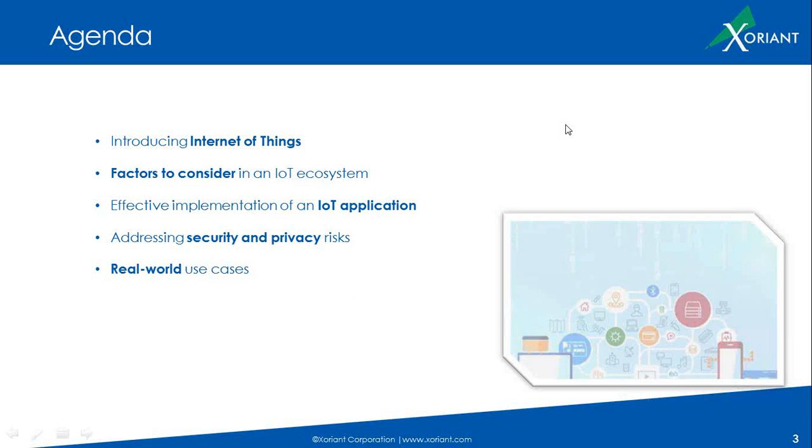So in the agenda, we'll be doing an introduction to the Internet of Things and the factors to consider in any IoT ecosystem, and how do we effectively implement it in order to make it a success. And along the way, we'll also be discussing some of the key factors around big data and security that we believe are going to play an important role in order to make sure that your IoT applications are a success. Then we'll cover a few real world use cases. These are projects that we have worked on, and you will see how we've used IoT to get maximum advantage out of the data that was collected. So we'll get going now with the webinar.